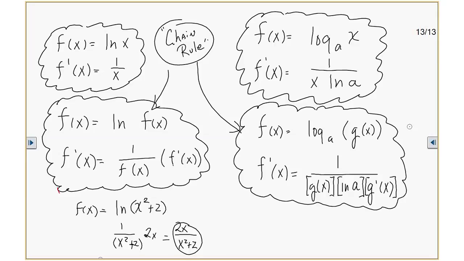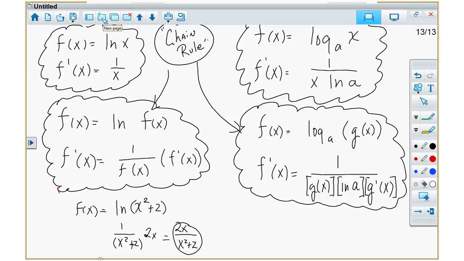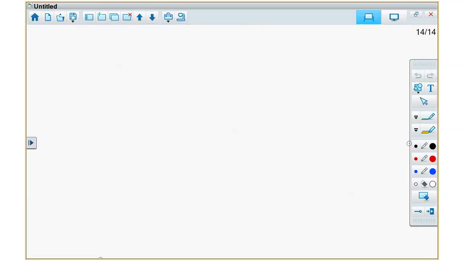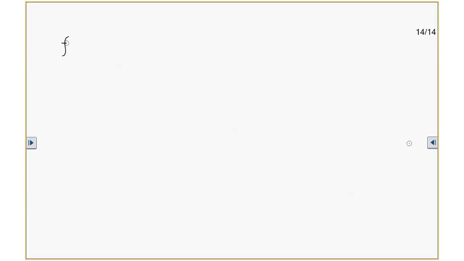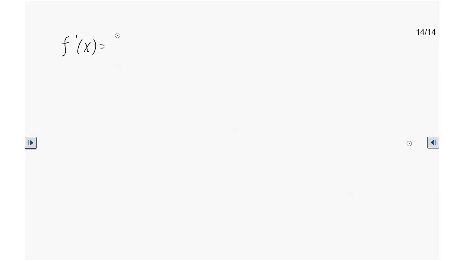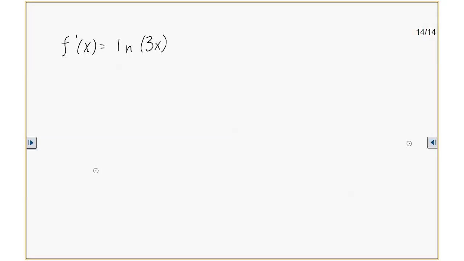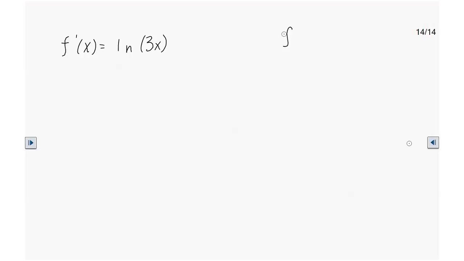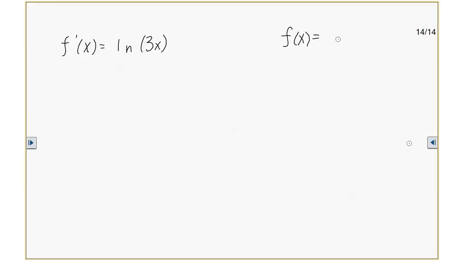All right, so let's do some. I'm going to start off basic, and I'm going to build up to kick you in the stomach. Okay? That's the plan. I'm going to put 3 or 4 up here, and I want you to do them. I'm going to start off simple. Natural log of 3x. f of x is equal to natural log of x to the 4th.